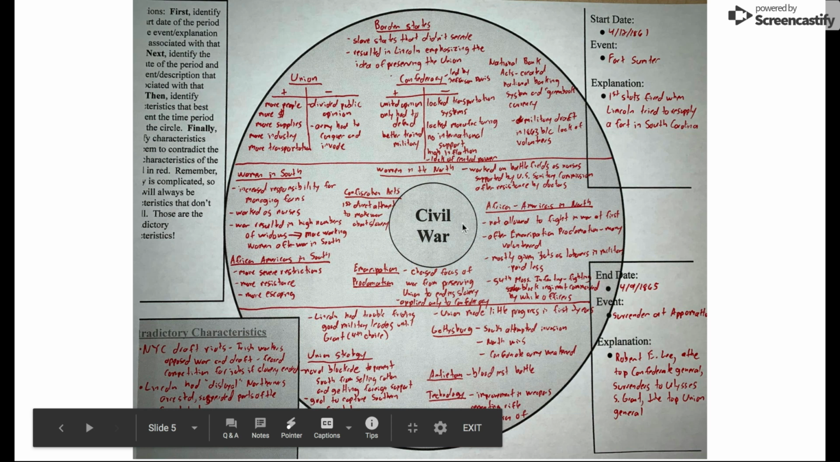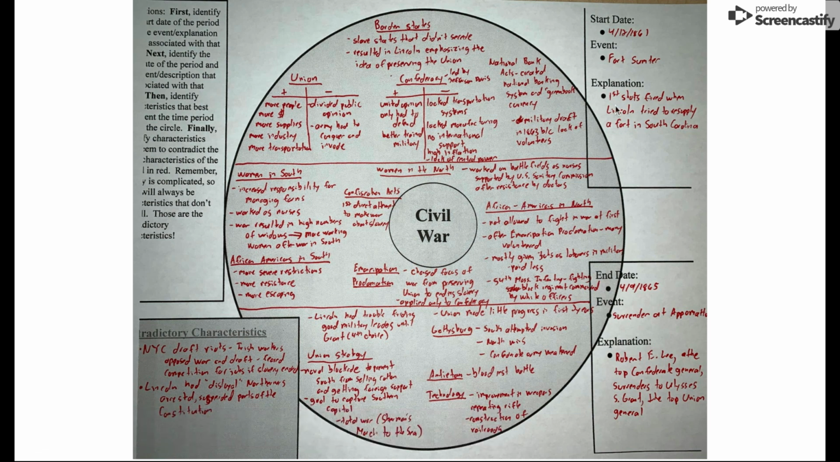All right, so we're going to talk about the Civil War today. So we'll start with our starting date here, which is April 12th, 1861. This is when the Civil War began. So you had the first shots fired at a place called Fort Sumter in South Carolina.